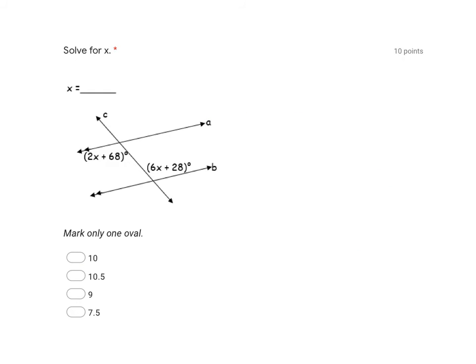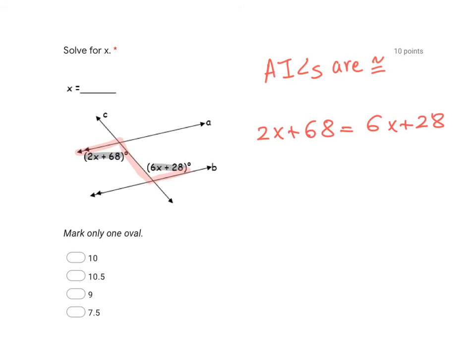In this question, I need to solve for x as well. So I need to look at the angles given and decide what relationship they have. So these are the two angles given, and I can see that they form a Z. So these are alternate interior angles and they are congruent. Congruent means they are equal to each other. So if I simply set them equal to each other, I can solve for x. So alternate interior angles are congruent.